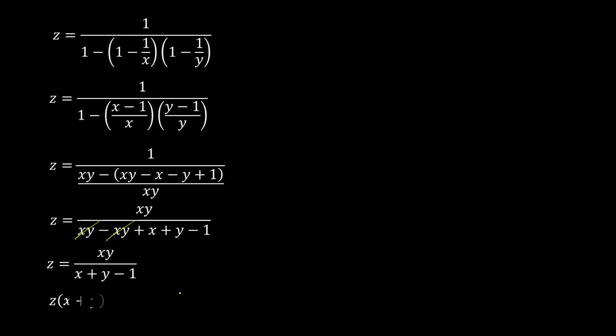So this will give z into (x plus y) minus z equal to xy, and we will restructure this, and this will give z into (x plus y) equal to xy plus z, which is the correct relation.